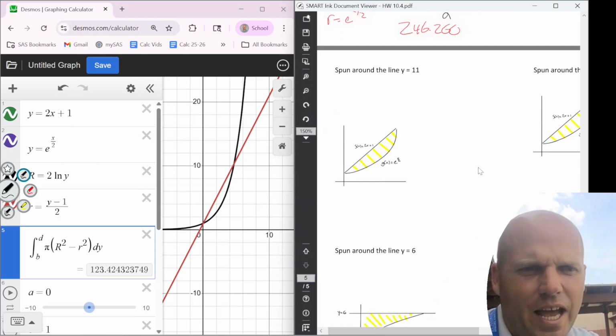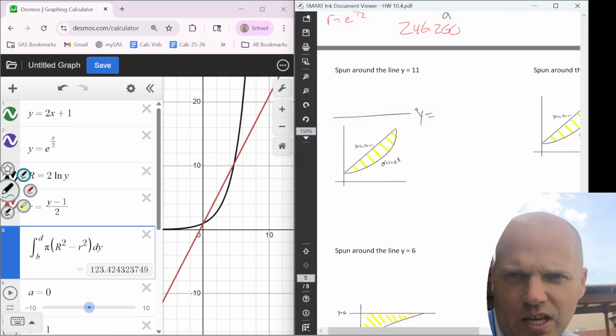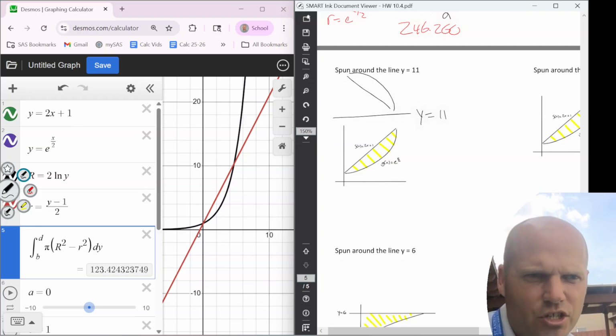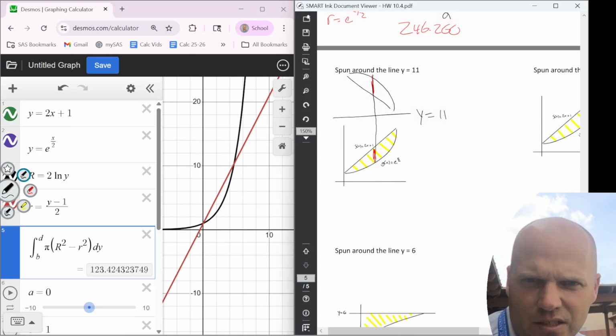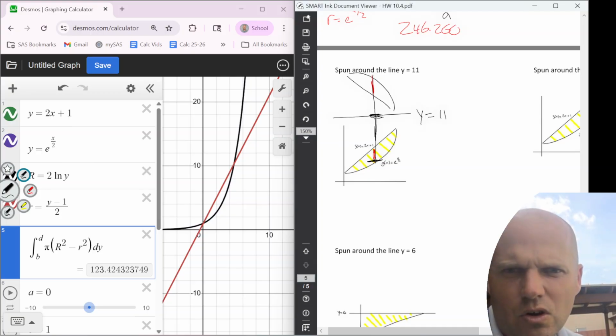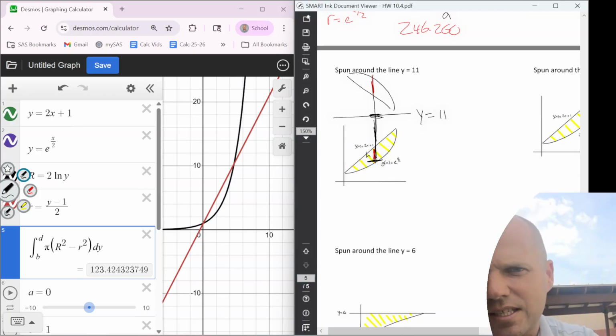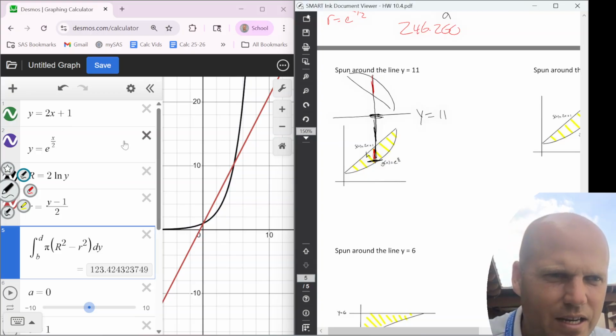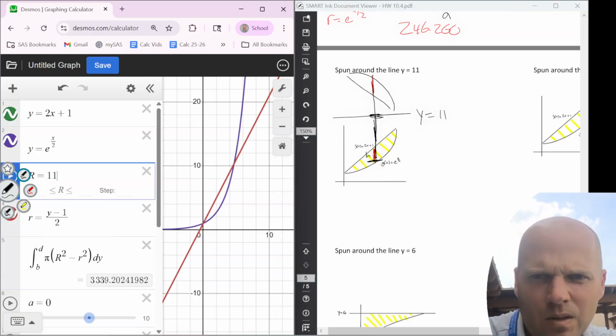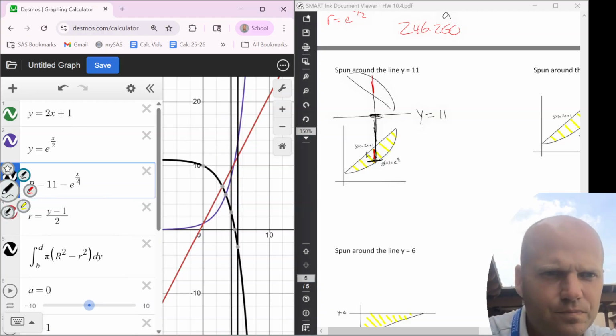And great. Now, what we got to towards the end of class is spinning things around different lines. If we spin this around y equals 11, we can see again washer, so it's again the R squared minus the r squared. But you got to understand, what are those outer radiuses? Well, the outer radius is centered at 11, and it goes all the way to the bottom of this height. So it's y equals 11 minus y equals e to the x over 2.